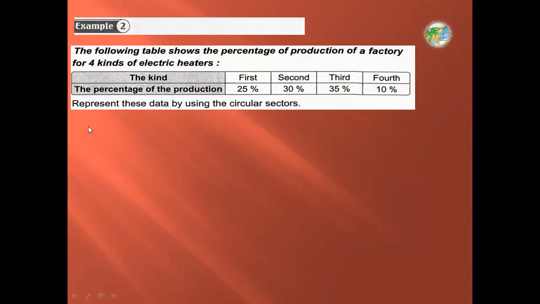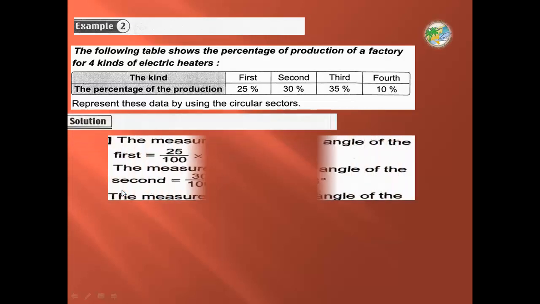For example, the following table shows the percent of productions of a factory for 4 kinds of electric heaters. We want to see how to represent this data by using circular sectors. Before drawing a circular sector, it should be calculated: in the first production 25% and the second.